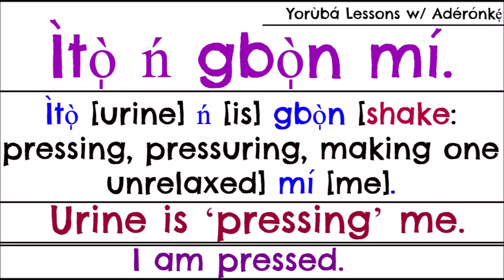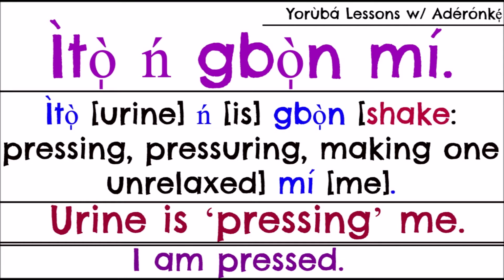In and of itself, bon means shake. What it connotes, I'll explain it this way. You know when something is shaking, it's unstable. So bon here is used as sort of the metaphor for pressure, or it would be pressuring, since this is, like I said, a present tense. So pressuring, pressing, or making one unrelaxed.